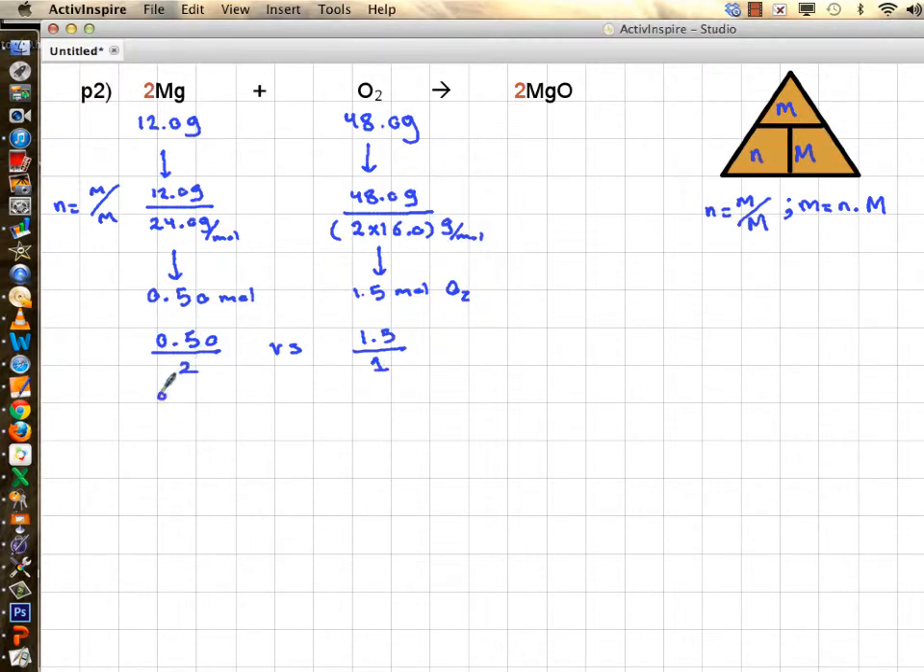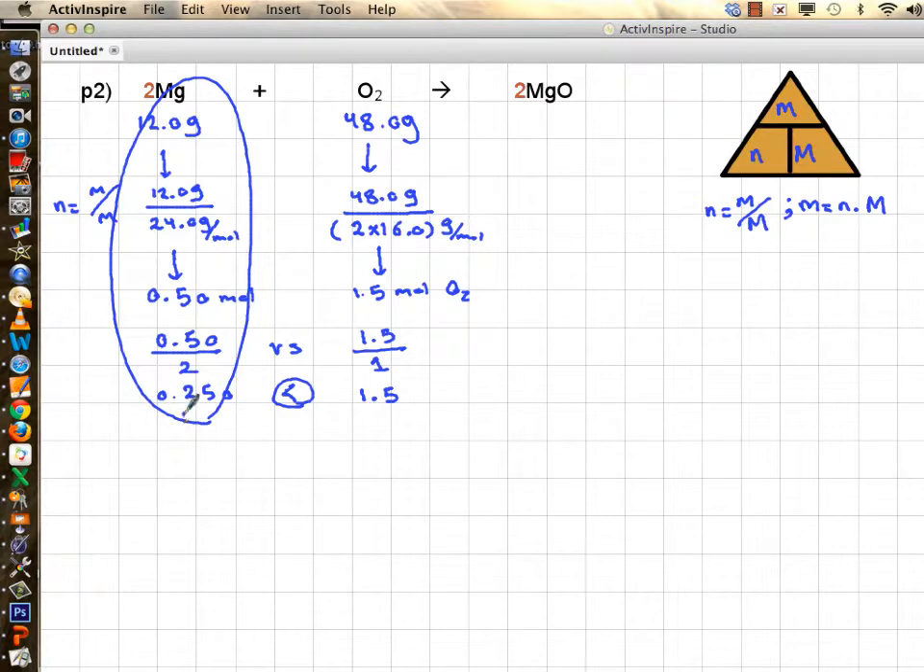0.5 divided by 2 is 0.250. 1.5 divided by 1 is 1.5. 0.250 definitely is smaller than 1.5. So this indicates that magnesium is limiting reactant.